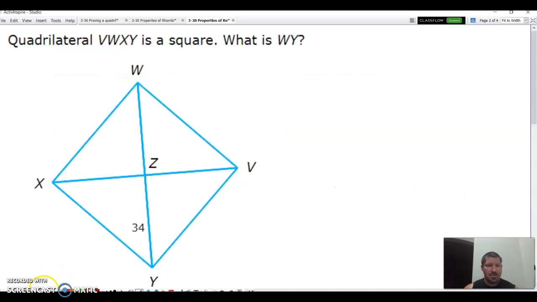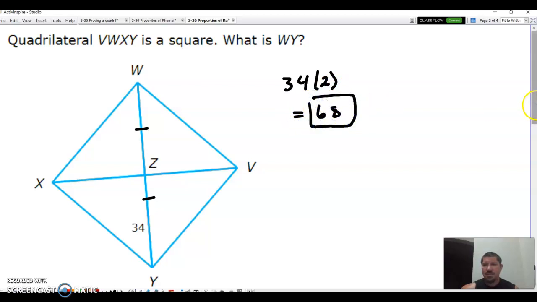So let's do some problems. So quadrilateral VWXY is a square. What is WY? So we're given YZ, we want to know WY. Well, because it's a rectangle, we know that diagonals have to be congruent. And it's a parallelogram, which means those diagonals are also bisected. So this is congruent to this. So really easy. 34 times 2 is equal to 68. Done.